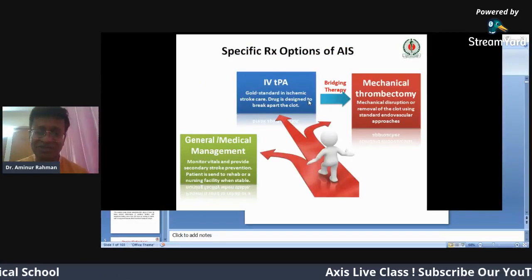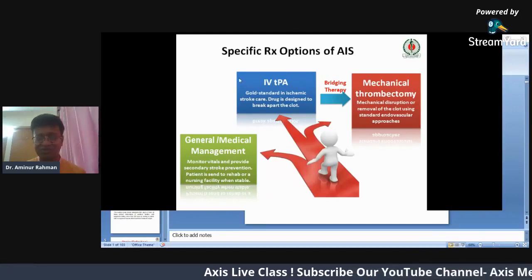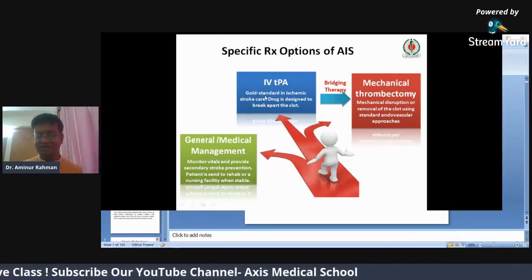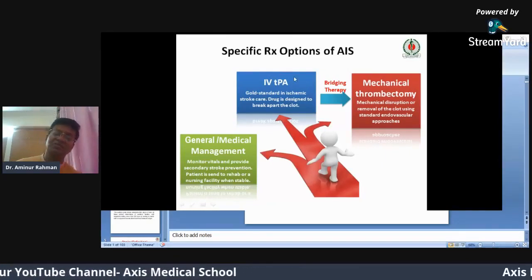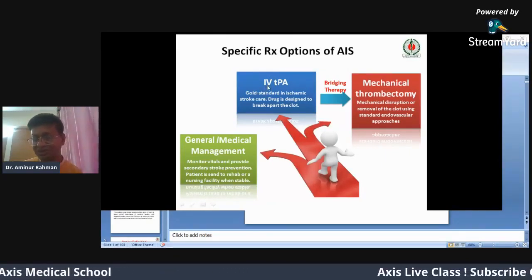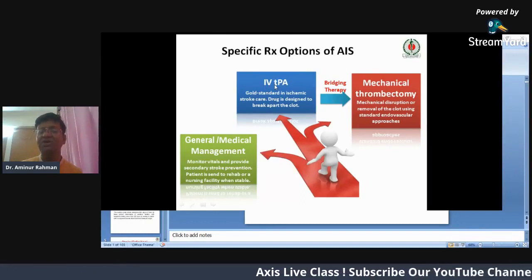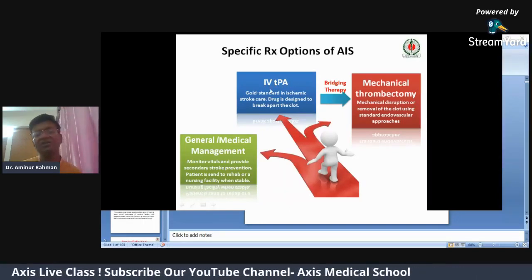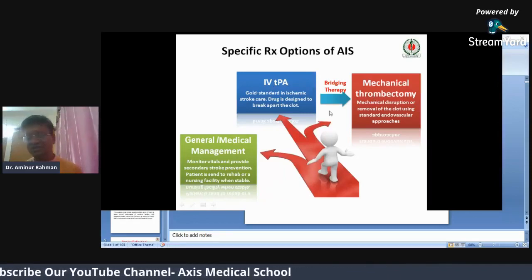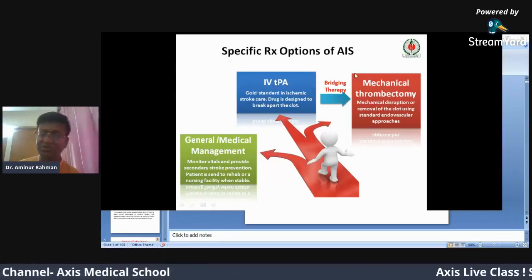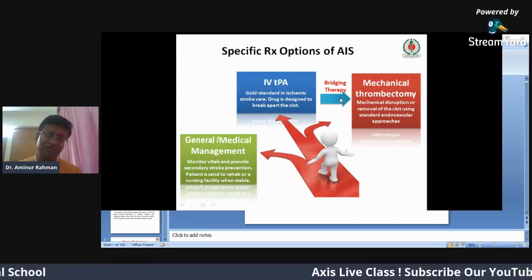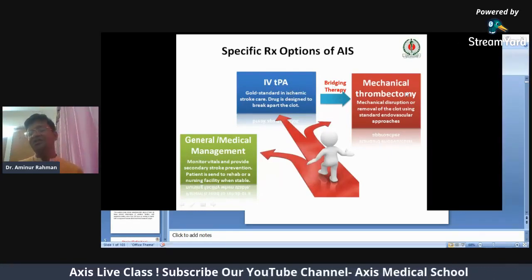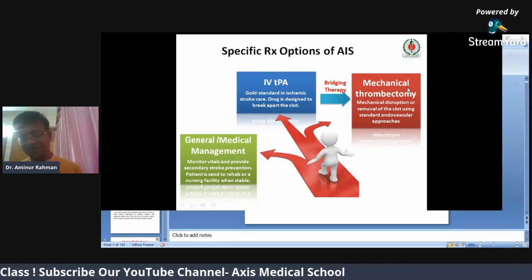And what are the specific treatment options of ischemic stroke? The specific treatment option is IV rtPA or intra-arterial rtPA. IV means intravenous, and rtPA means recombinant tissue plasminogen activator, or intra-arterial tissue plasminogen activator. Then with the bridging therapy, bridging means in addition to the mechanical thrombectomy. If the IV rtPA is not working, then we will go for the mechanical thrombectomy.